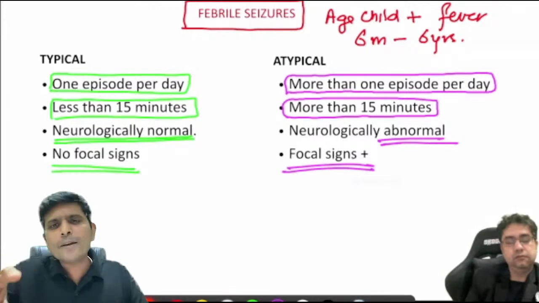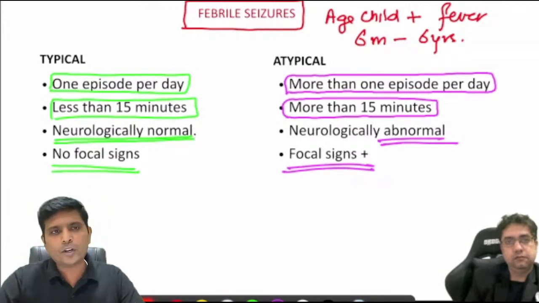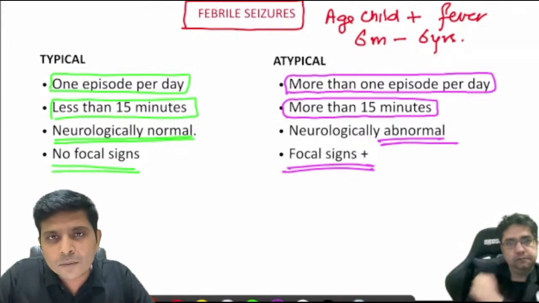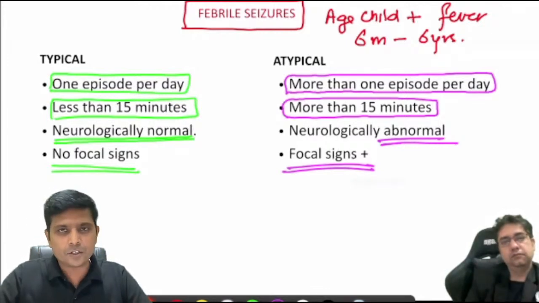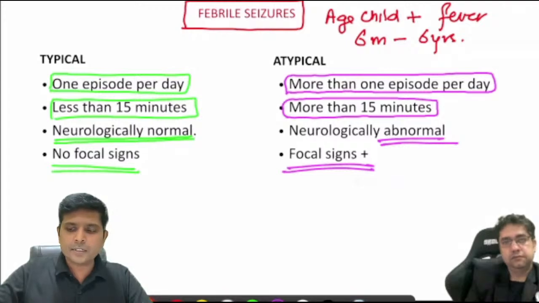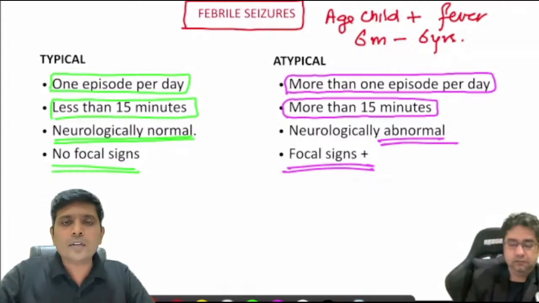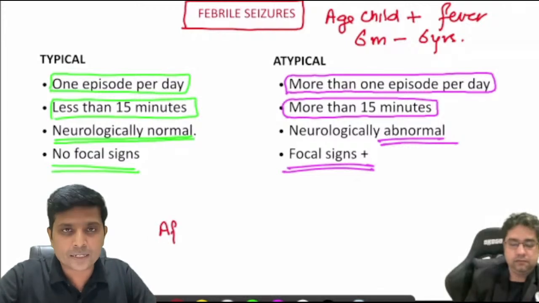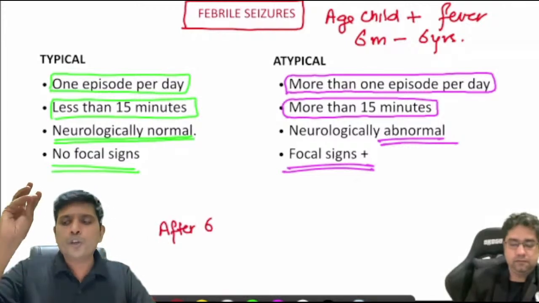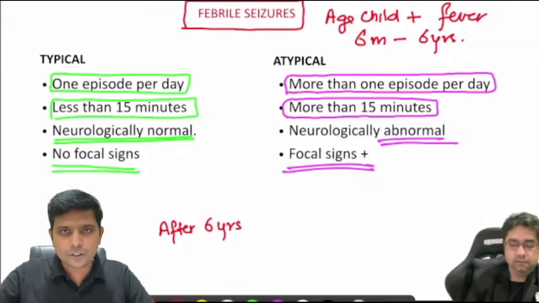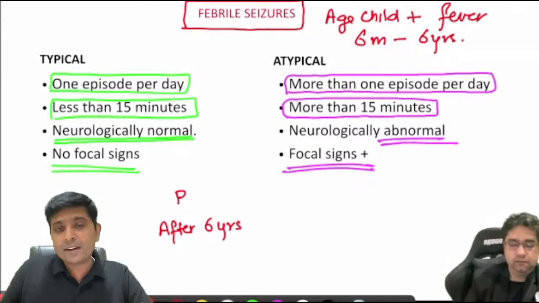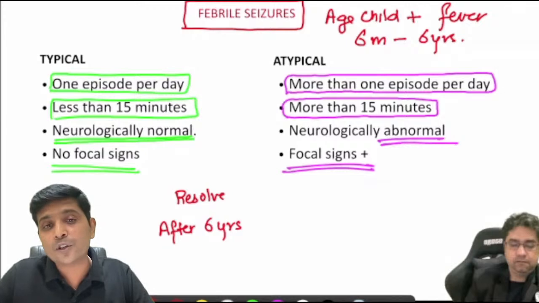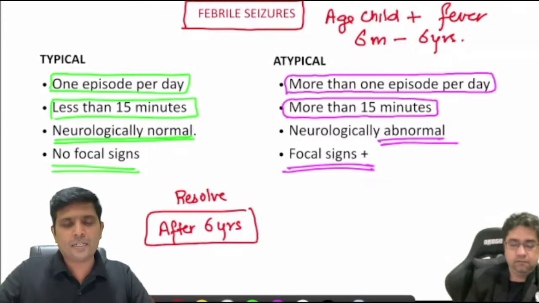Okay. The treatment part we will discuss together. This is called typical seizure. That is called atypical seizure. Majority of them will resolve after 6 years. If after 6 years they develop seizure with a fever episode, that is called febrile seizure plus.